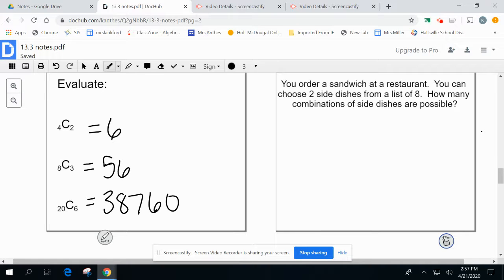Next problem, you order a sandwich. So again, talking about food, you can choose 2 side dishes from a list of 8. How many different combinations are possible? So we have 8 options, and it's a combination, and we can choose 2. So 8C2, and that gives us a possibility of 28 different choices.